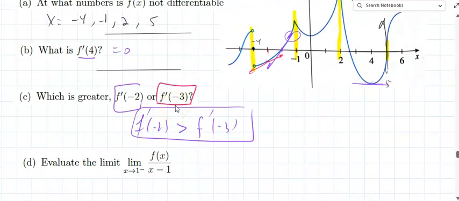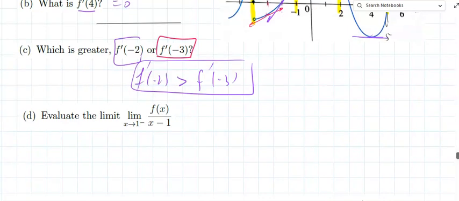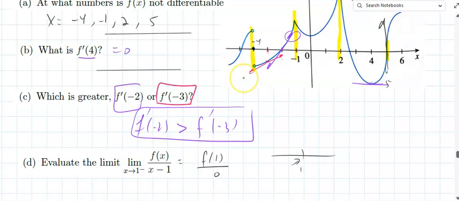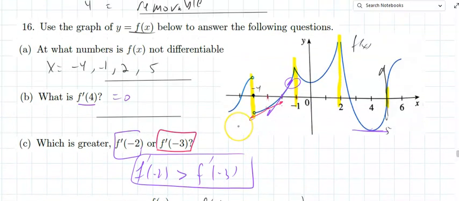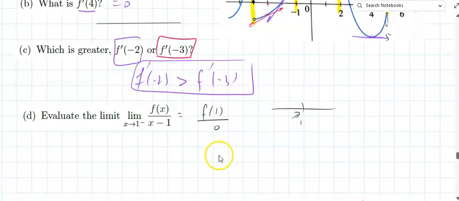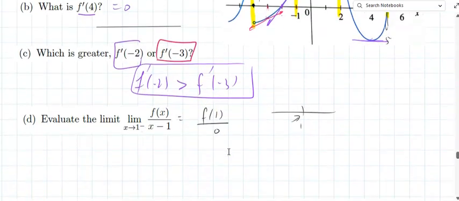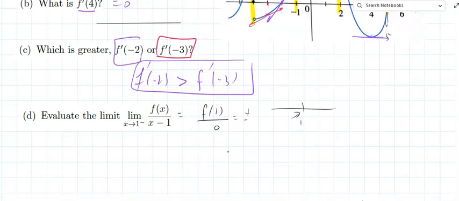Okay, and evaluate the limit. Well, the limit, you substitute it in, that's the shortcut. That's f of 1. So that's x approaching 1 from the left over 0. What's f of 1? Look at the graph. f of 1 is a number, some value, right? And it's positive. So this is a positive value.